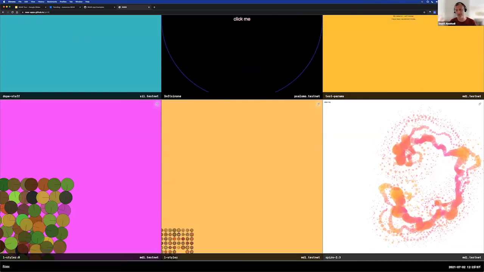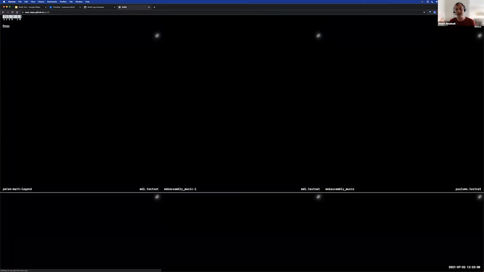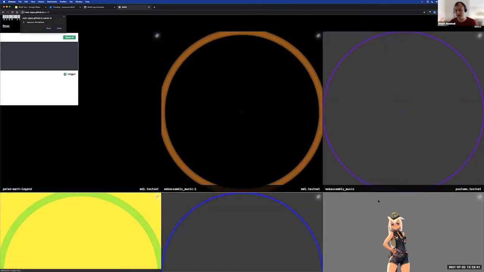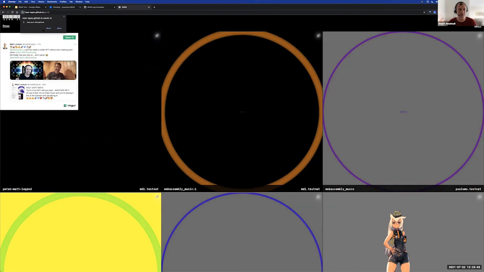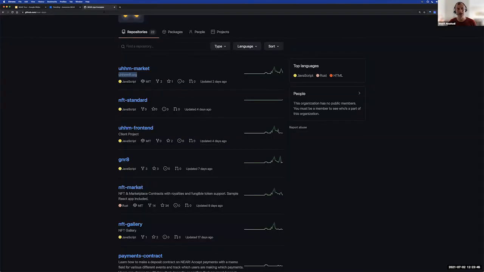Maybe for non-technical people who want to see cool stuff on the screen, you can do whatever you want with NFTs on Near. There's nothing stopping you there. And this is the mother lode of application examples, this Near apps that I shared earlier.